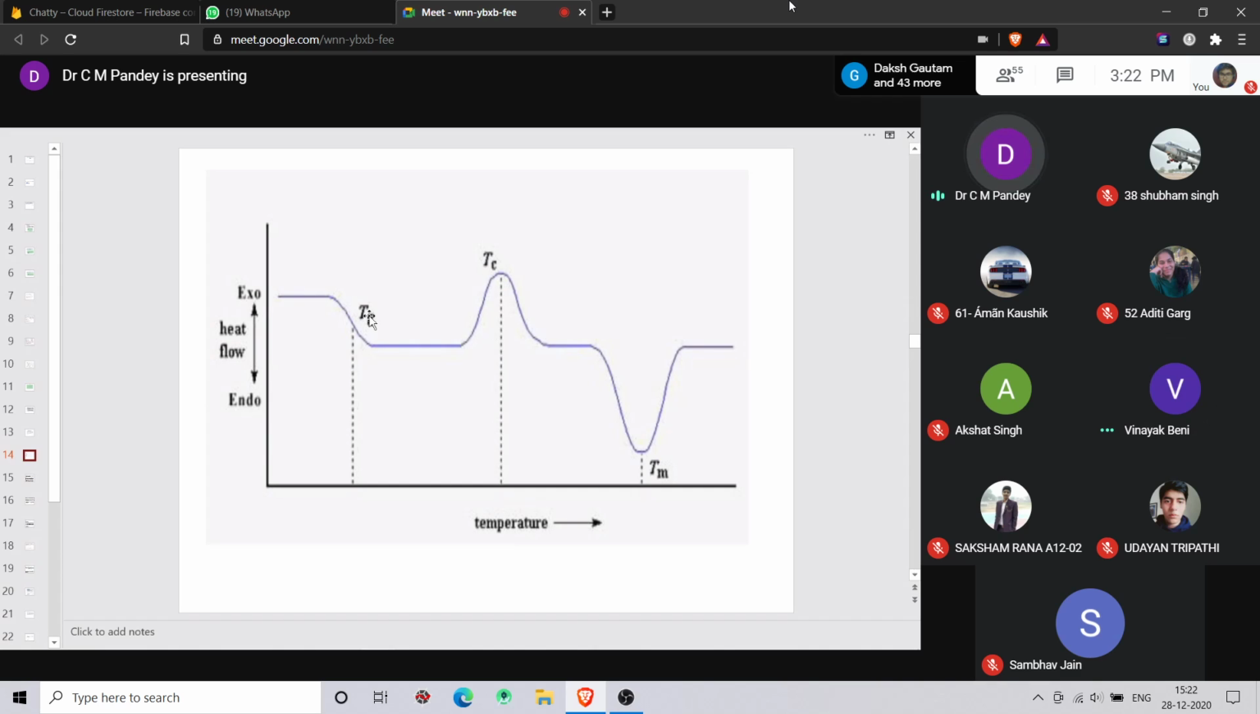Now, how to interpret this curve, right? There are three values, that is Tg, Tc, and Tm. One by one, we will discuss what Tg, Tc, and Tm are here.